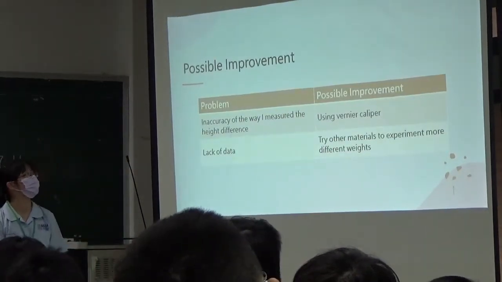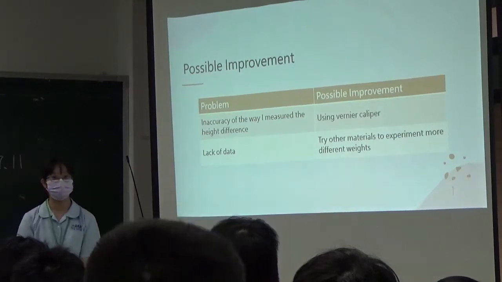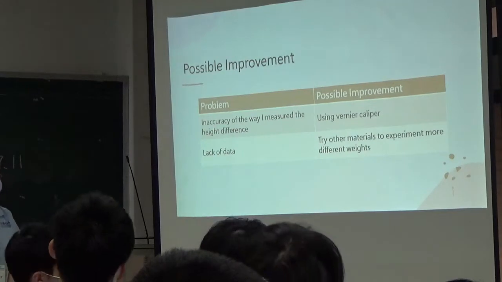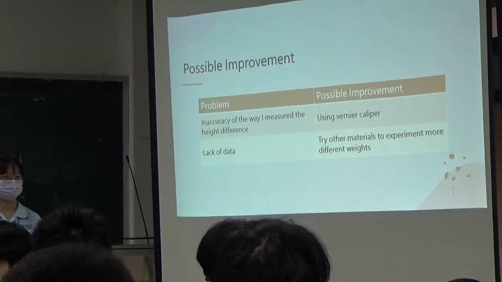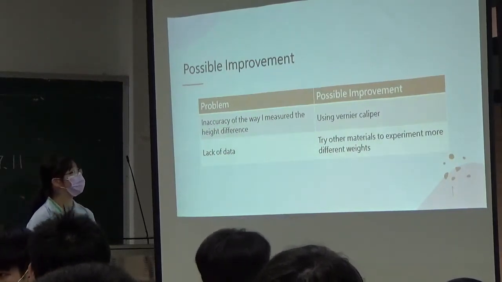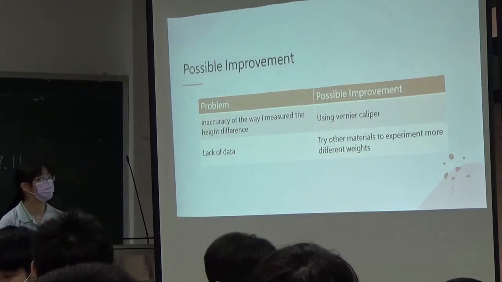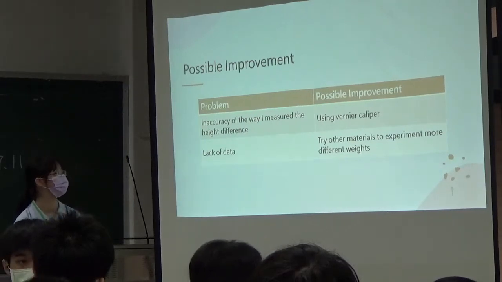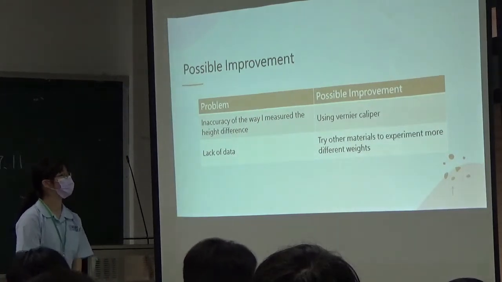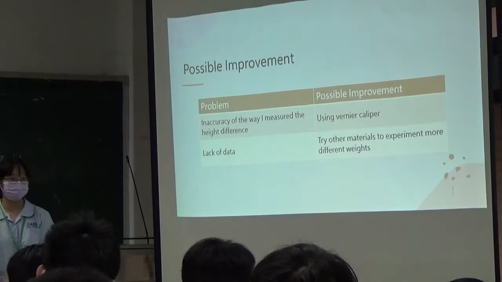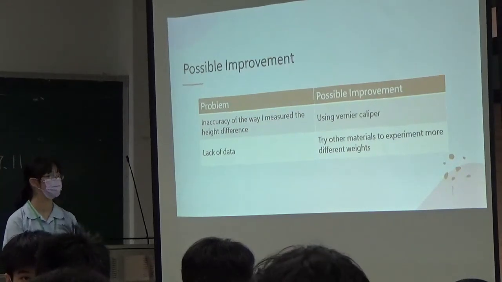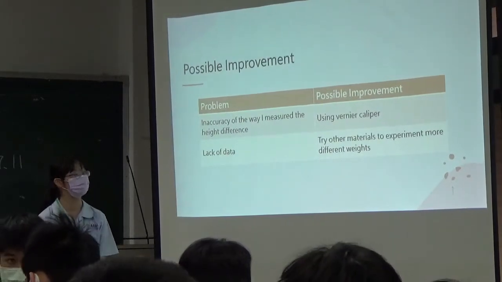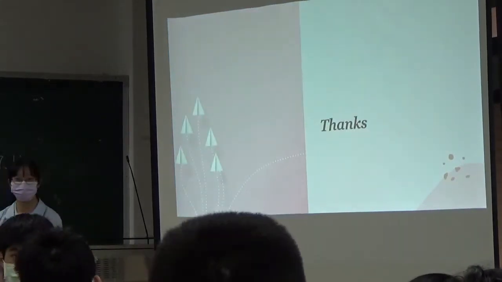And here are some problems of my experiment and the possible improvements. The first problem is the way I measure the height difference is quite inaccurate. So I think if we can use a vernier caliper to measure the height difference, maybe it will be more accurate. And the second, I think that the data of our experiment is not enough. So maybe we could try other materials to experiment in more different ways. Thank you very much.